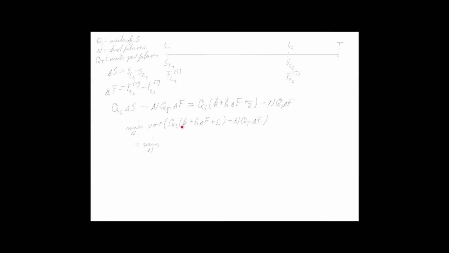Well, the constant over here doesn't have any variance by definition, as it is a constant. So we do have some variation in delta F. And notice that delta F can be factored out here and here. So we're going to have QS times H minus N times QF. And if we take this out of the variance, then we have to take the square of this multiplied by the variance of the futures price change.